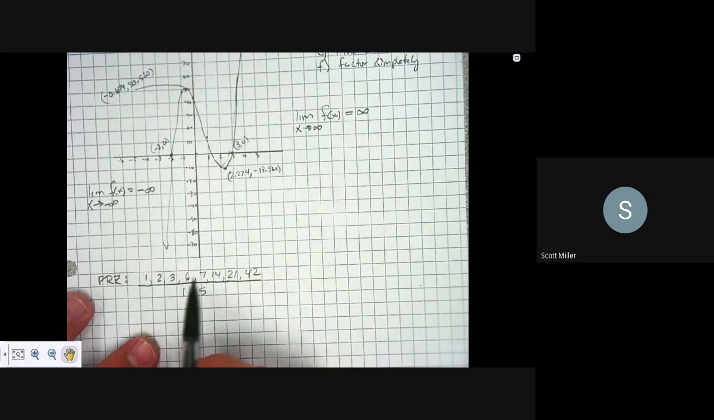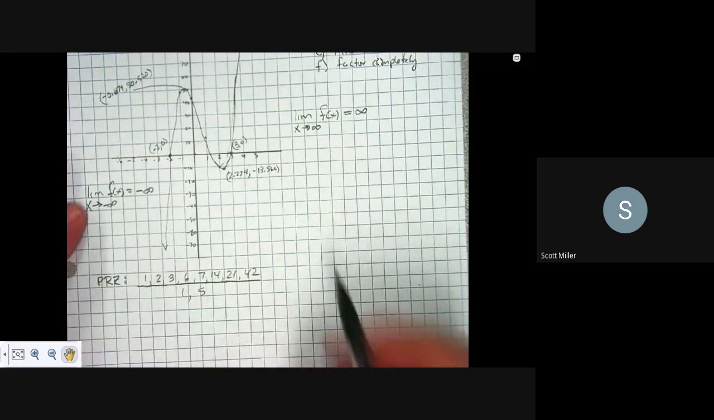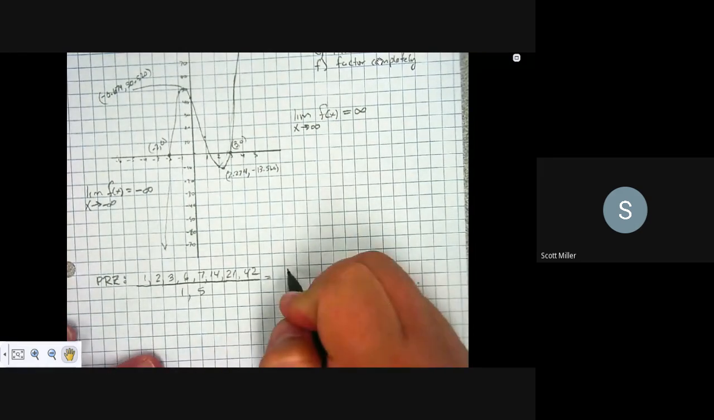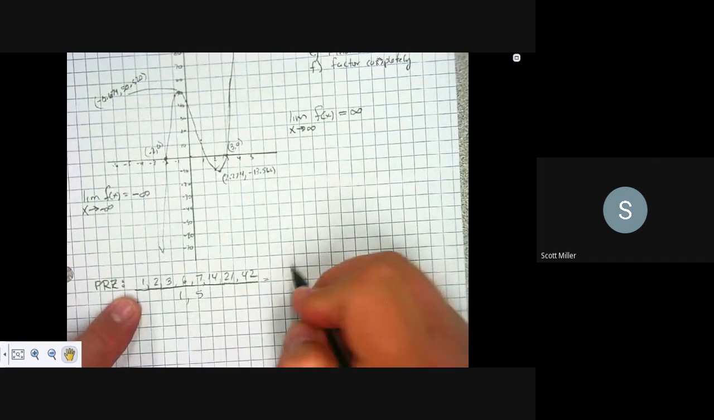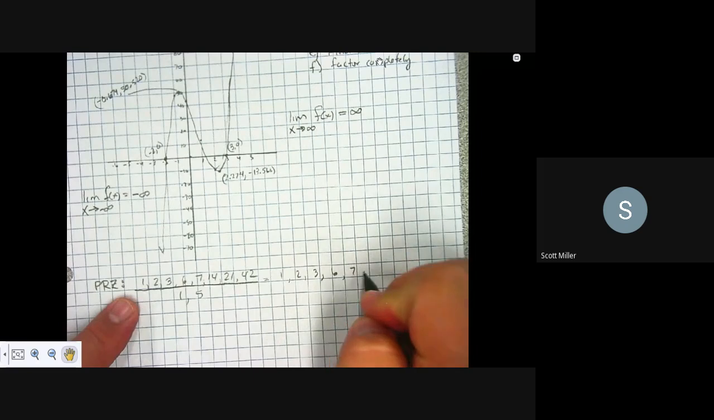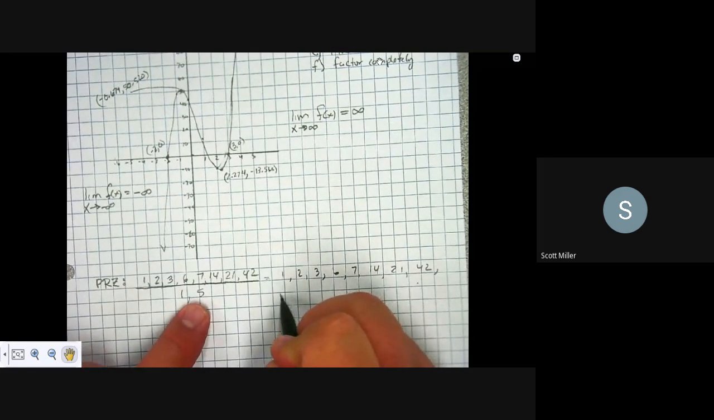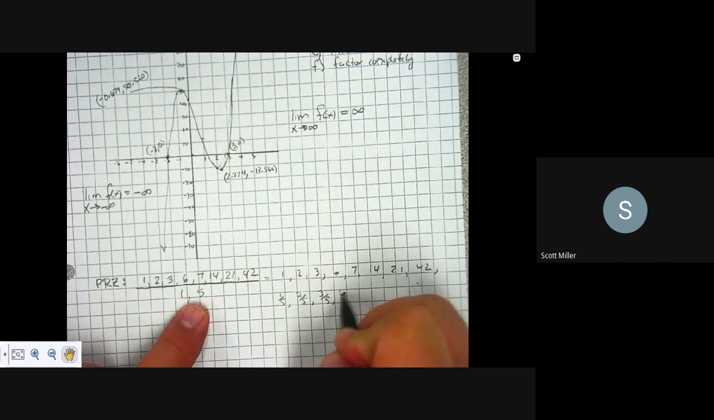Each of these numbers has to get divided by 1, and then each of these numbers up here has to be divided by 5. So the list is going to get pretty long because of this. We have quite a few factors, but that's okay. This is how you do it. I take all the top numbers and rewrite them because they're being divided by 1. So I have a 1, a 2, a 3, 6, 7, 14, 21, 42, comma, and then I'm going to take them all and divide all of them by 5. So that gives me 1/5, 2/5, 3/5, and so forth.